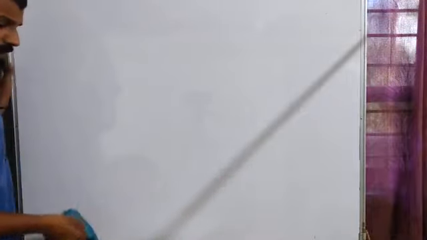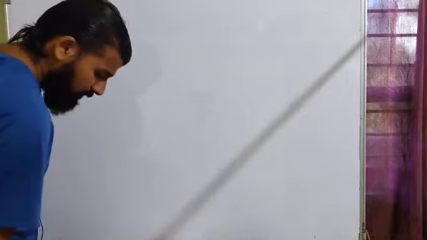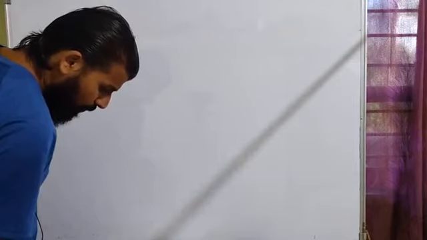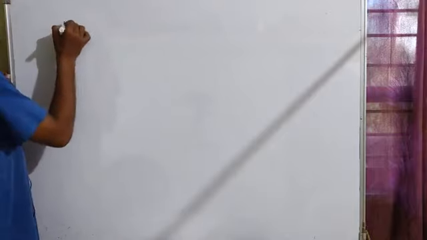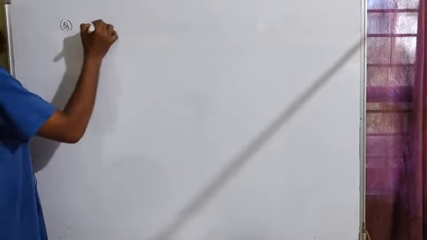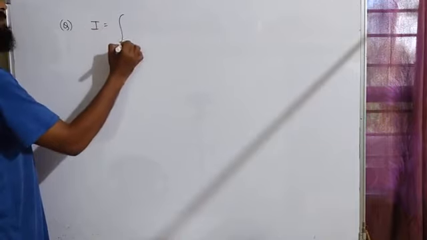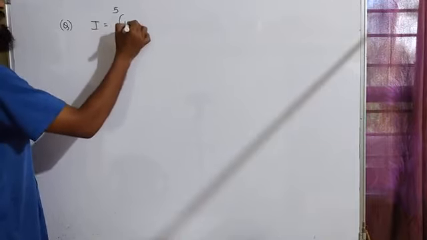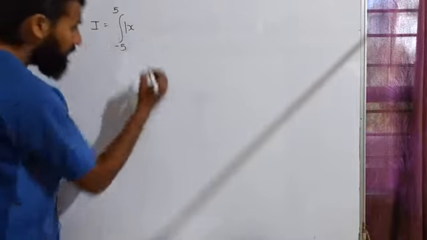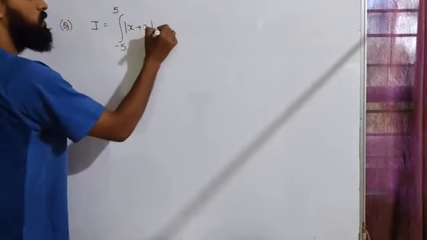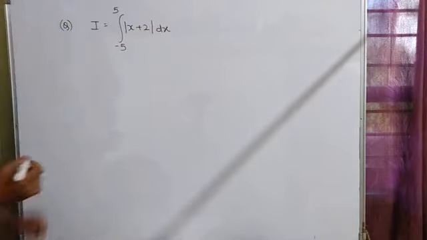Well, today we will solve a couple of questions related to property 2, P2. Let me take the first question. That will be the question I is equal to the integral from minus 5 to plus 5 of mod of (x plus 2) dx, is our question, my dear friends.